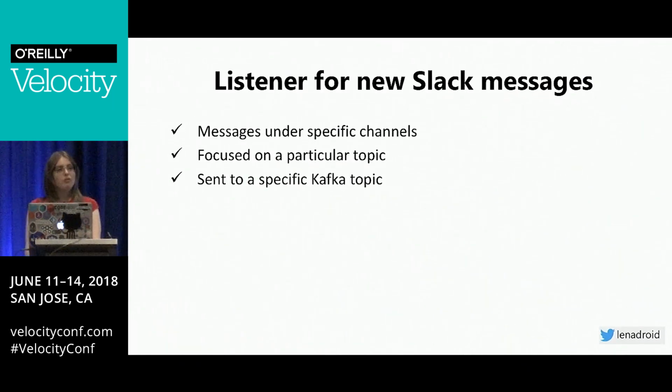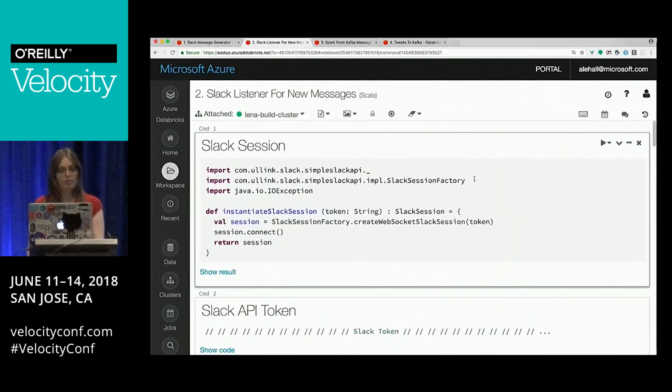Now, after we can send messages to Slack, we need to listen to new messages. And we need to make sure that we're listening under specific channels focused on a specific topic. For us, it's Azure. And as soon as we find new messages, we will send them to a specific Kafka topic. So let's see how the listener is implemented.